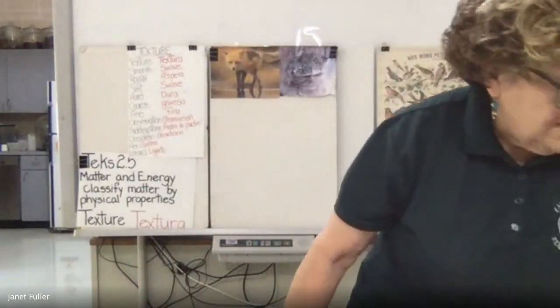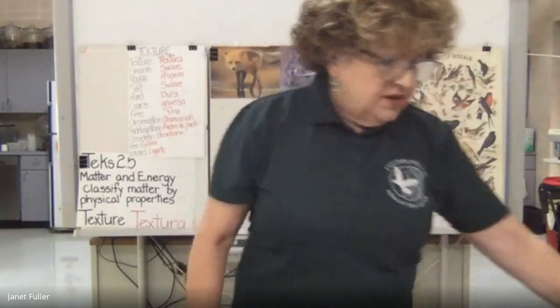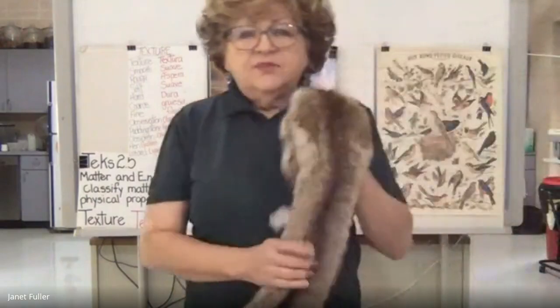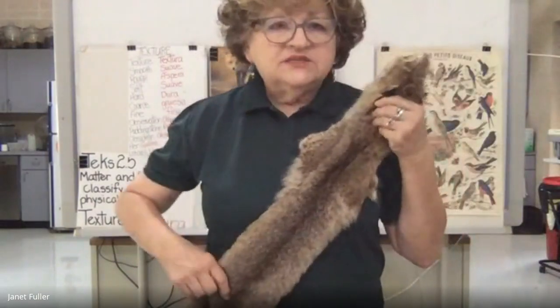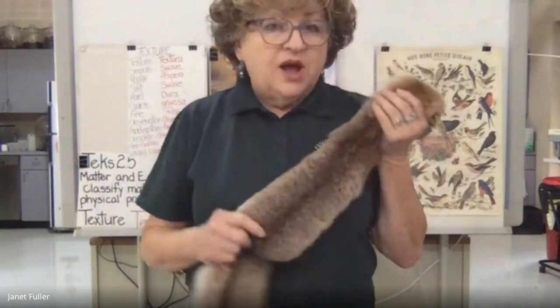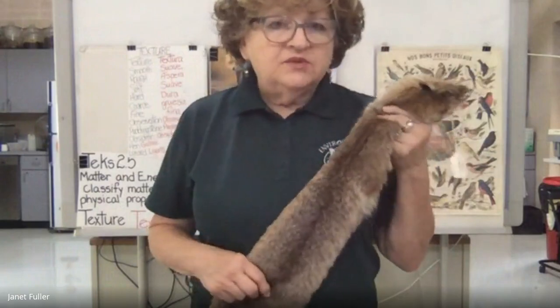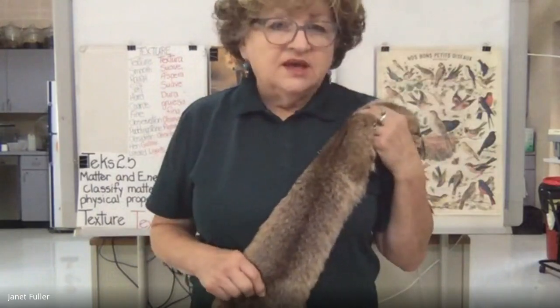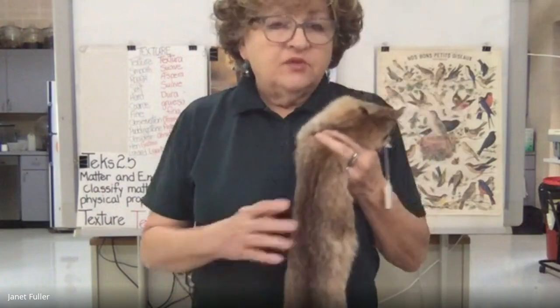We'll put him down. So we talked about smooth and rough. Now let's talk about soft and hard. This is a pelt. A pelt is the skin of a mammal that still has the fur on it. This particular pelt is a bobcat. We've got 5 different kinds of wild cats in Texas. Bobcats are the most common. We also have pumas, ocelots, margays, jaguarundis. Those other 4 are very rare.